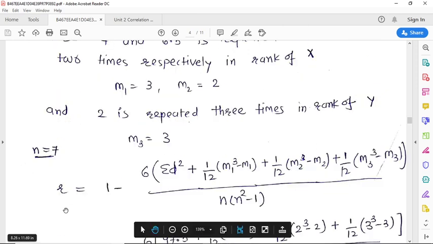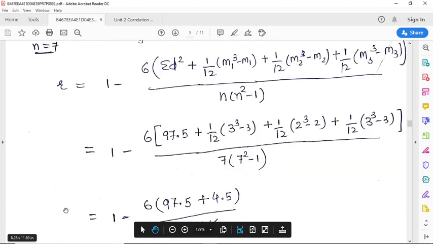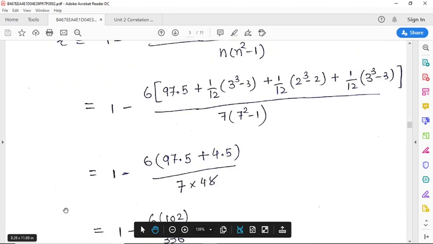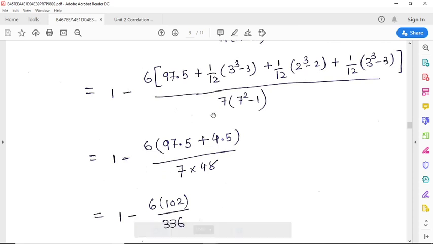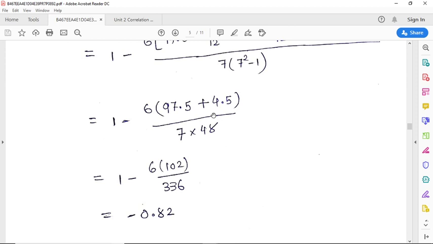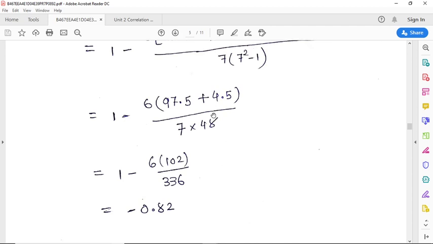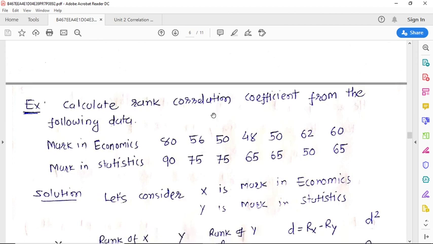So now solve that. Solve all the 3 terms and take the addition with 97.5, that will give 102. Then 49 minus 1 is 48 into 7, so that reflects 336. And after solving that, we will get a negative rank correlation, that is minus 0.82. Okay, when you solve that, we get a negative rank correlation for the given data. That is our fourth one.